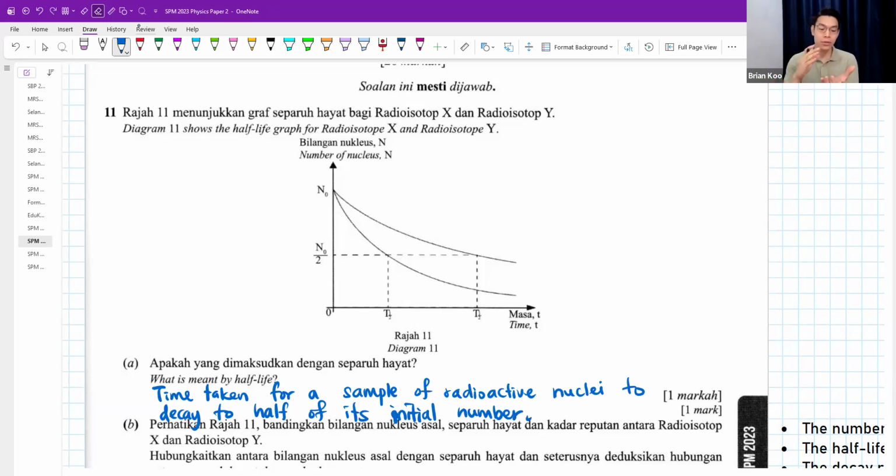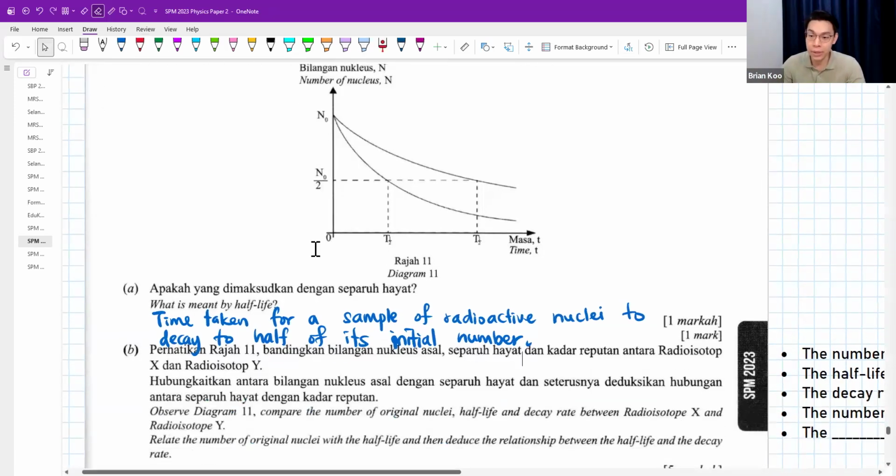The time taken for it to become more stable, by making the original number of unstable ones become half of the unstable ones. At first, I got 100 unstable ones, but at the half-life, I will only have 50 unstable ones. That is what half-life is. To decay from 100 to 50, what is that time taken?